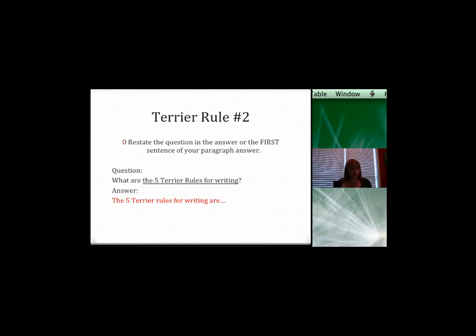Terrier rule number 2 is restate the question in the answer or the first sentence of your paragraph answer. If you're asked the following question, what are the 5 Terrier rules for writing? You would answer in the following manner. The 5 Terrier rules for writing are, and then you would list the rules, instead of just immediately listing the rules. This gives your answer a frame of reference, and it helps you automatically create a complete sentence.